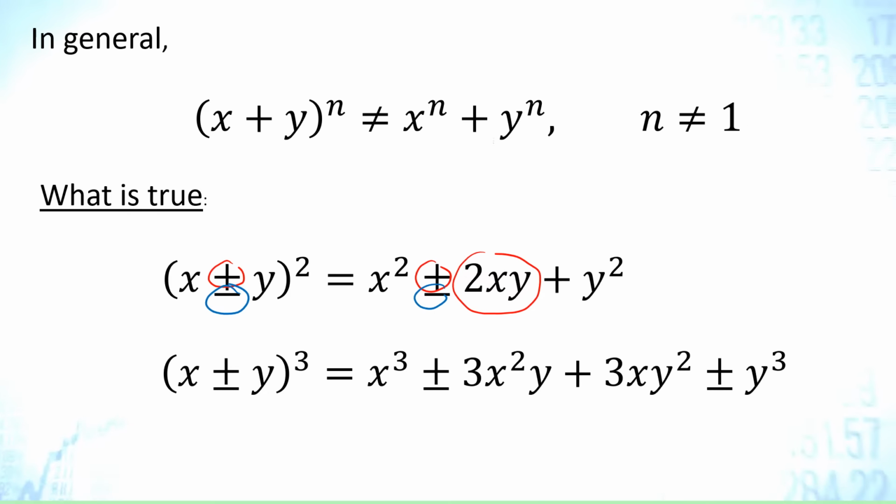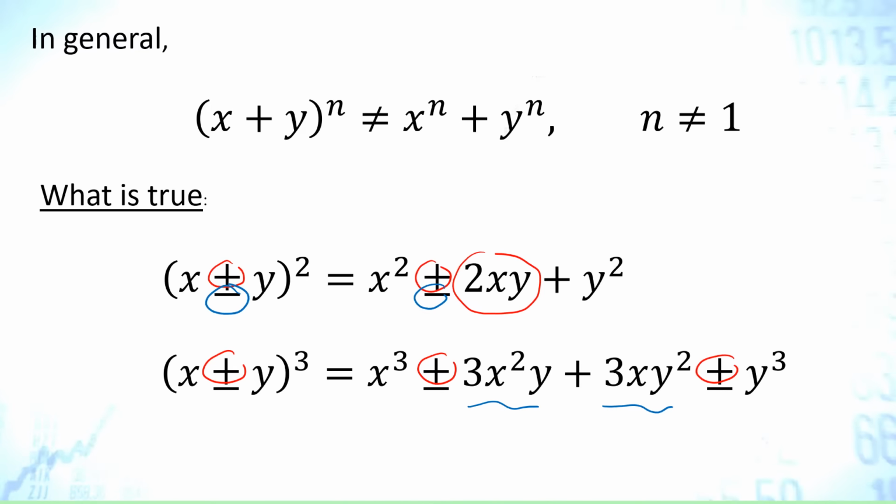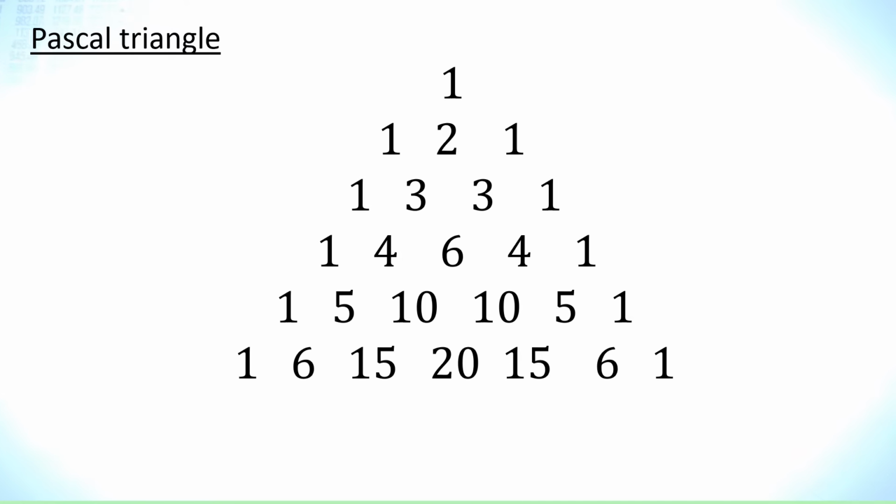And the same thing works for the cube. When you use the cube, you can see that there are two extra terms coming here. Again, if you use the plus sign, you have to use the plus sign for the second and fourth term. And if you use the minus sign, you have to use the minus sign for the second and the fourth term. Now the question is, where are those numbers coming from? Actually, there's a really nice result in mathematics, what we call the Pascal triangle. The Pascal triangle is going to give you those coefficients.